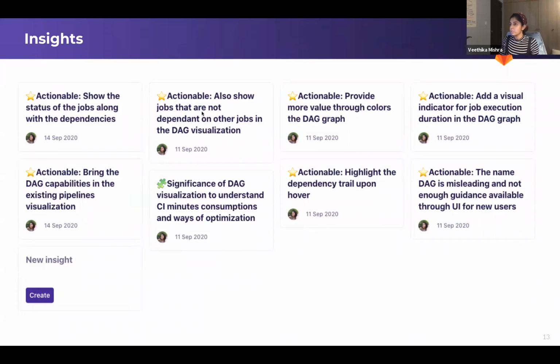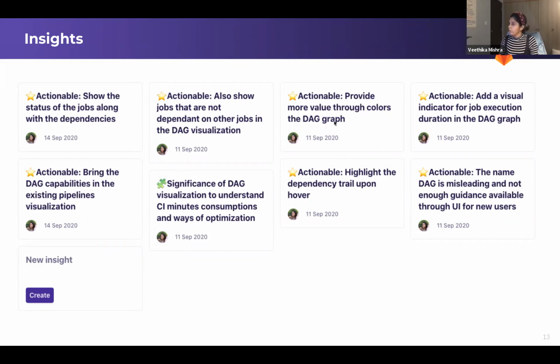Then the second one, show jobs that are not dependent on other jobs in the DAG visualization. Now, like I said before, not all jobs had to be dependent on any other job. So what was happening on the DAG visualization was that the jobs that were not dependent, or that had no jobs depending on them, vanished from the view for some reason. They were just not there.